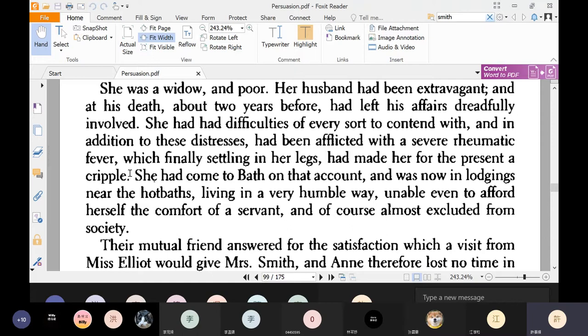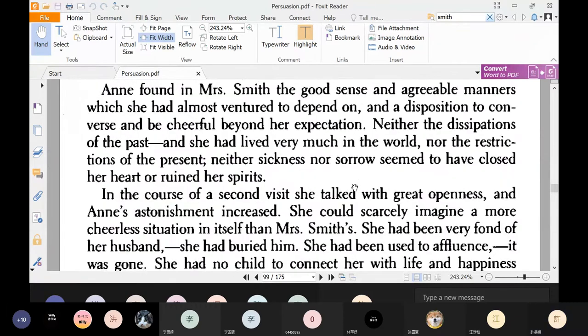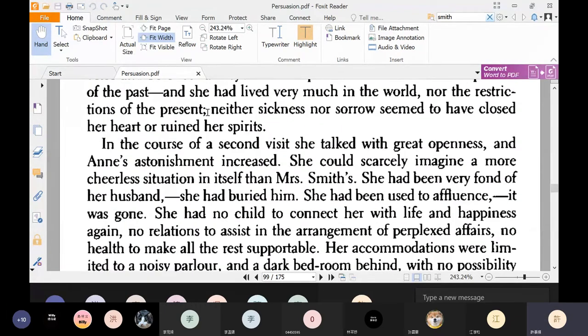So this is Mrs. Smith's situation. She's a widow, she's poor, she has debt, and she is disabled. But as it says here, neither sickness nor sorrow seem to have closed her heart or ruined her spirits.